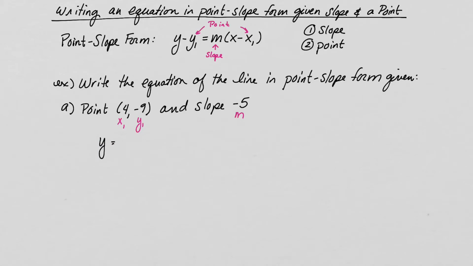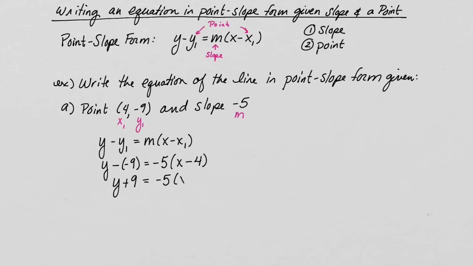y minus y1 equals m times x minus x1. So it's going to be y minus y1, which is -9, equals m, which is -5, times x minus x1, which is 4. And then minus -9 would give us positive. So y plus 9 equals -5 times x minus 4. And you don't have to do anything else to it. So this right here, that is point slope form.